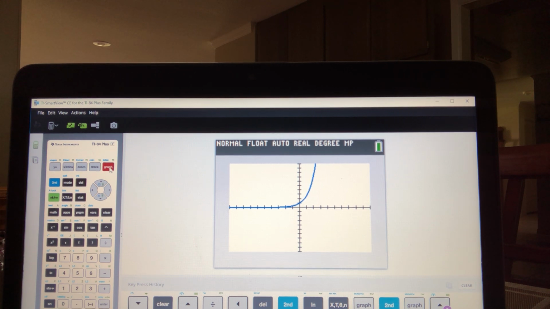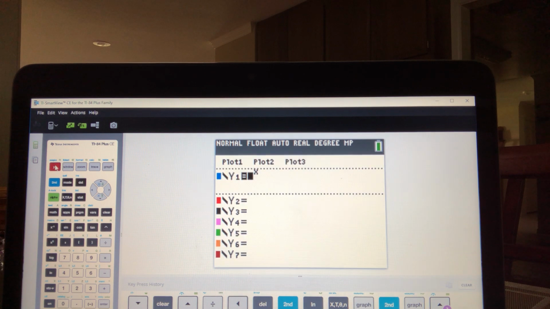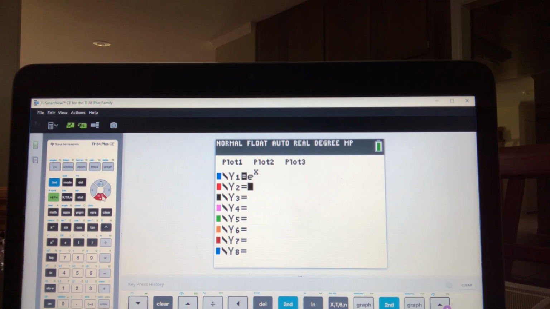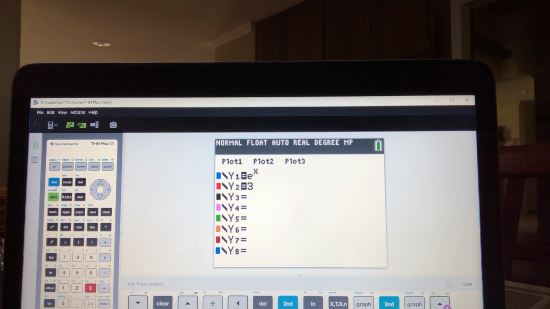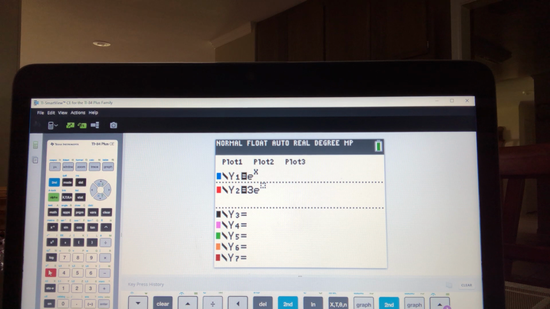Okay, so while we're here, let's go ahead and do the next problem. I don't have the paper right in front of me. Okay, so after e to the x, the next problem has 3, and then e to the power of, and then notice this is negative x. So put a negative sign and then the x. Okay, so before we press graph, let's take a look at what this would mean in terms of transformations.